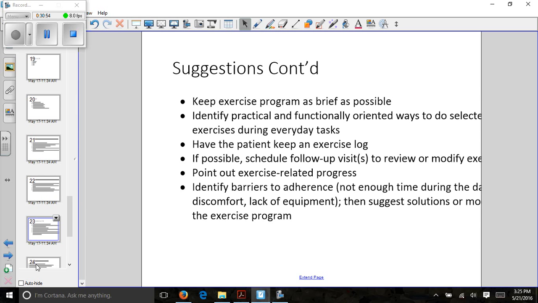Have your patient write it down. There's new apps. You could film yourself. The patient could film you. You could film the patient. They could keep it on their phone of how to actually do the exercise. Figure out ways they can do it inside of their day.